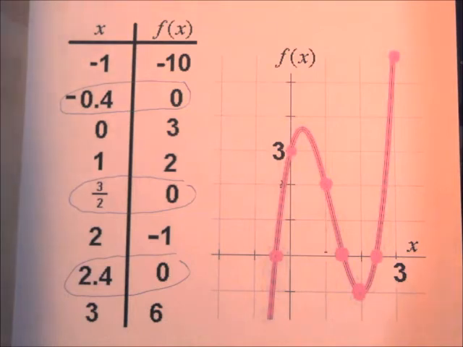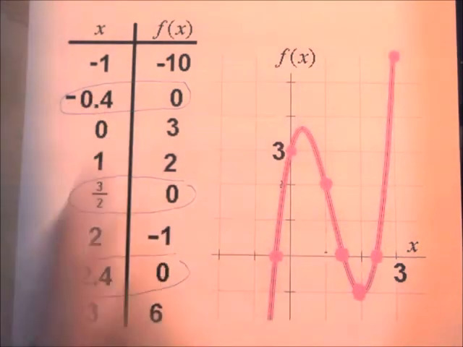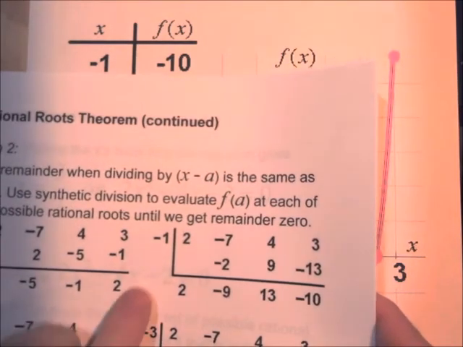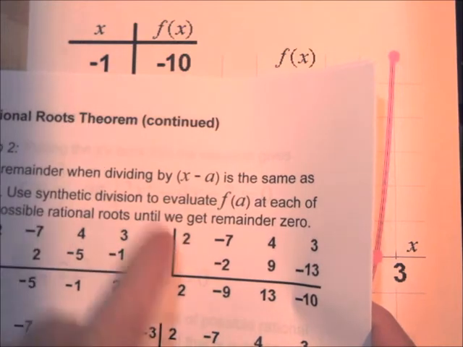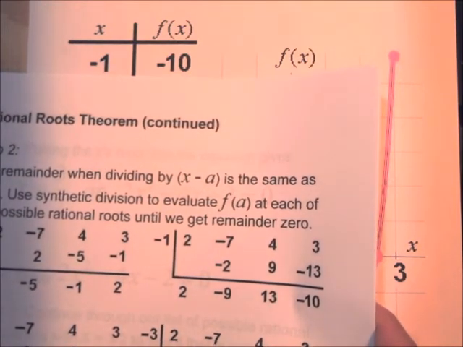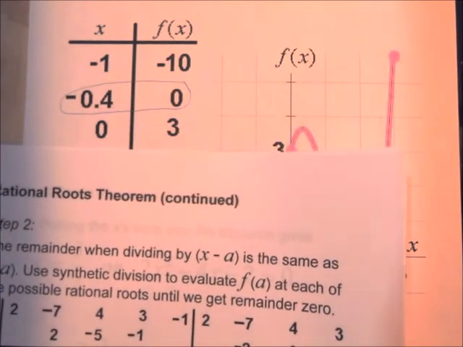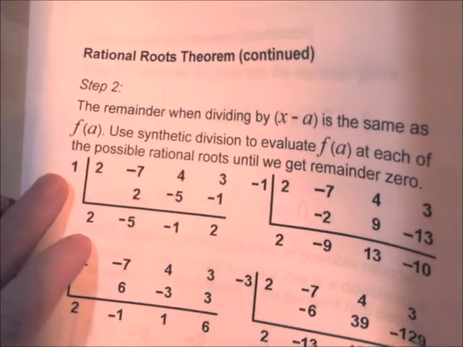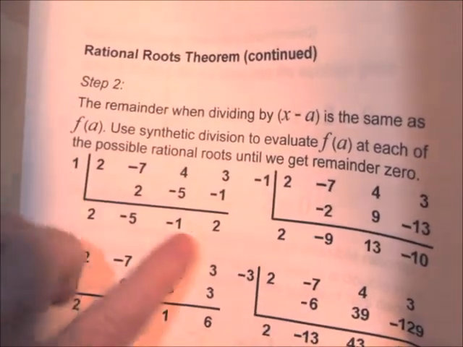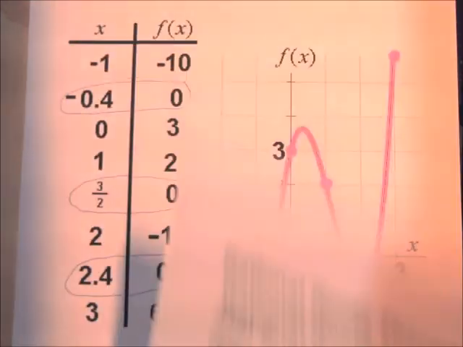So when we put negative 1 into our synthetic division, we got negative 10. So f of negative 1 is negative 10. So we don't even have to plug into the formula for that. F of 0 we'll have to compute. That turns out to be 3. F of 1, we can use the result from our long division. F of 1 is 2. We got remainder 2 there.